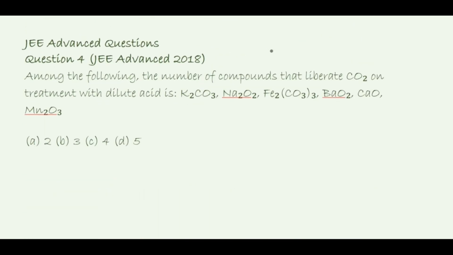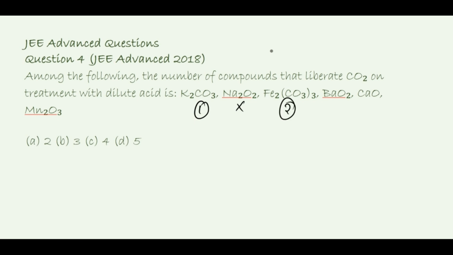Then the simplest question asked in JEE Advanced. Among the following, the number of compounds that liberate CO2 on treatment with dilute acid is. So potassium carbonate with HCl, carbonate is there, no? So it liberates CO2. And then what about sodium peroxide? With HCl, it will produce NaCl and hydrogen peroxide. So it will not. Then what about iron carbonate? Iron carbonate will liberate CO2.